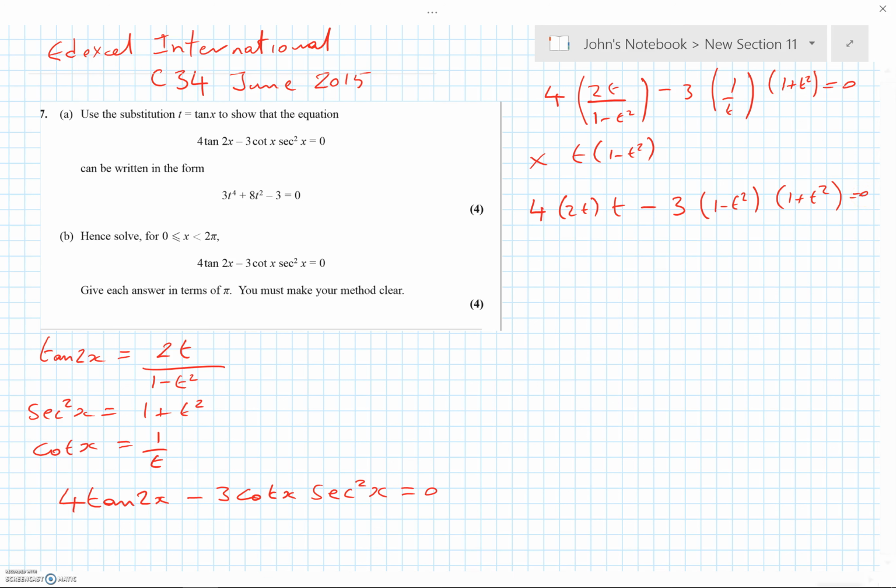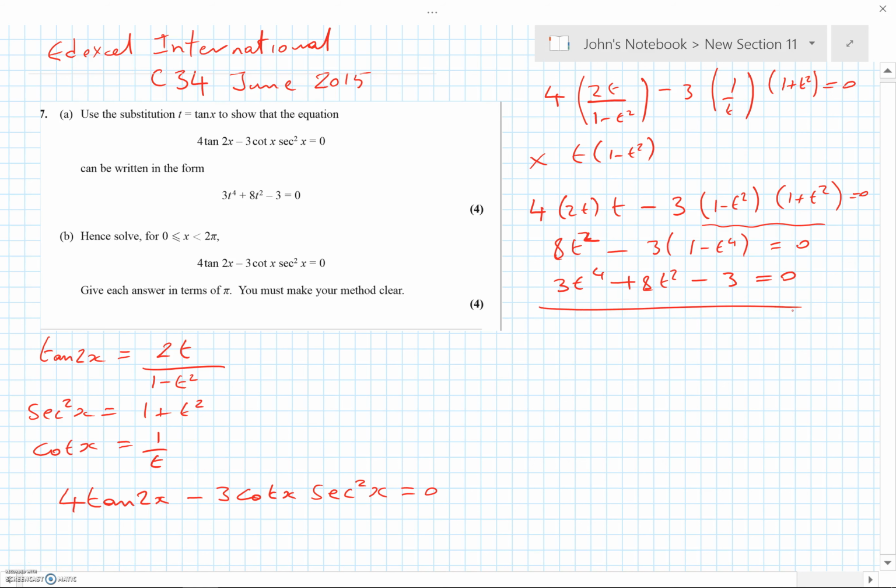This is really not a big problem. So this first term is 8t squared. This is a difference of 2 squares, so that's minus 3 times 1 minus t to the 4 equals 0. And that's got us there. Surely that's enough to convince whoever's reading this that we actually know what we're doing. It's a convincing argument. We've shown it. There we go. Done.